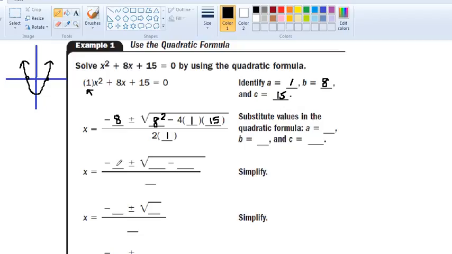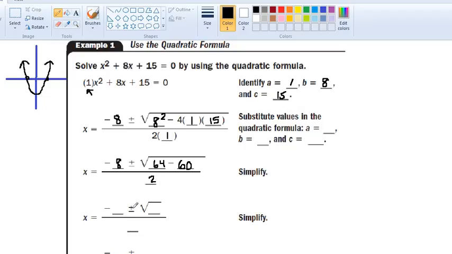Now we're going to start simplifying this a little bit. This we won't touch yet, the negative 8. Plus or minus the square root of, 8 squared is 64, minus 4 times 1 times 15. Well, that is 60. And that's all over 2 because 2 times 1 is 2.